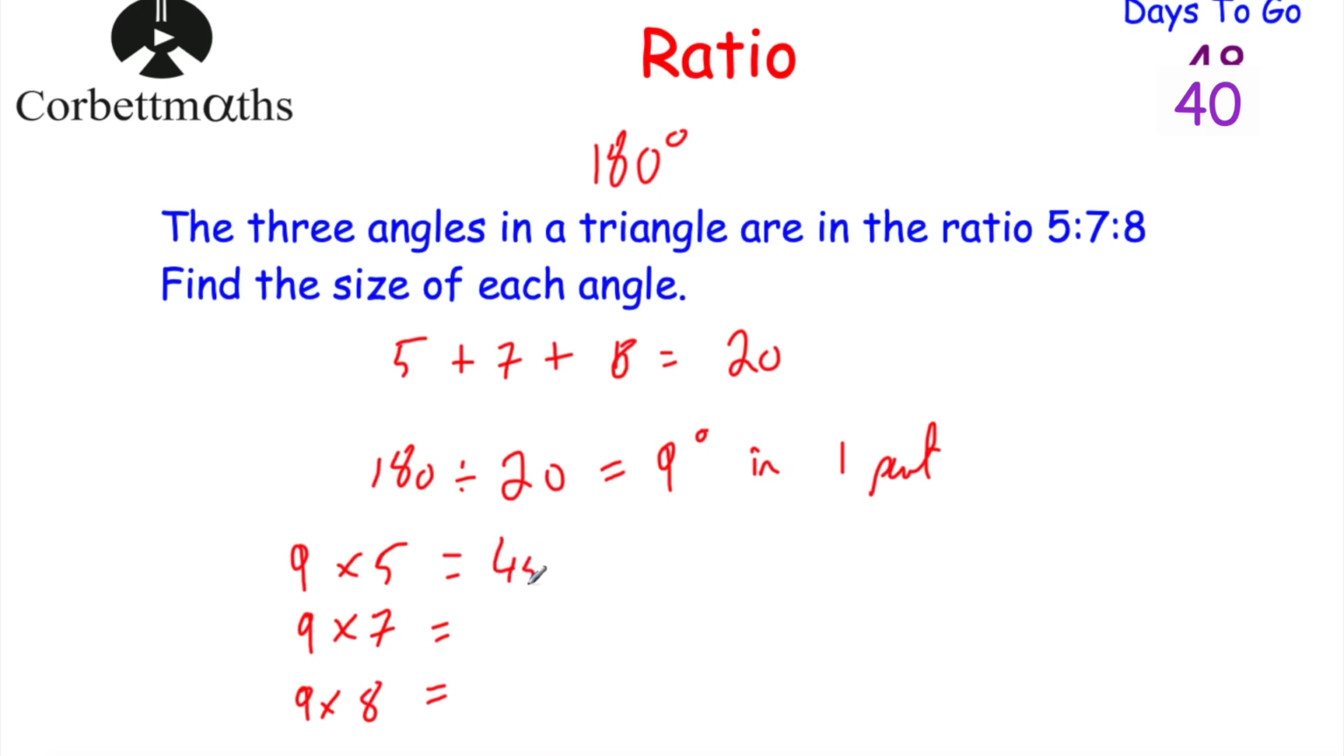So 9 times 5 is equal to 45 degrees. 9 times 7 is equal to 63 degrees, and 9 times 8 is equal to 72 degrees. So that means the three angles in the triangle are 45 degrees, 63 degrees, and 72 degrees. And if you got that, well done.